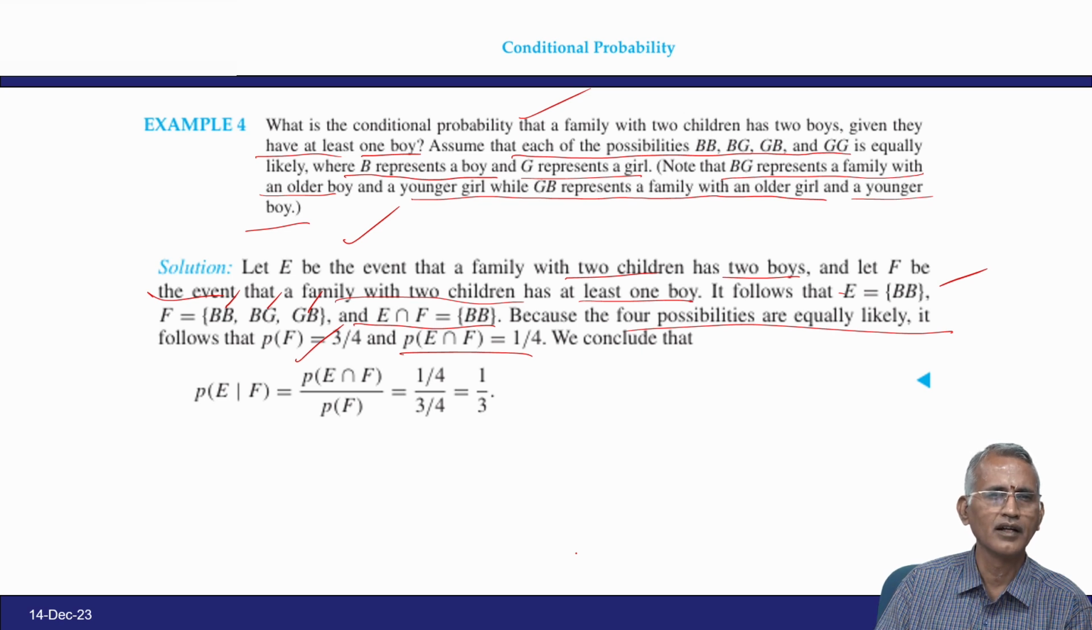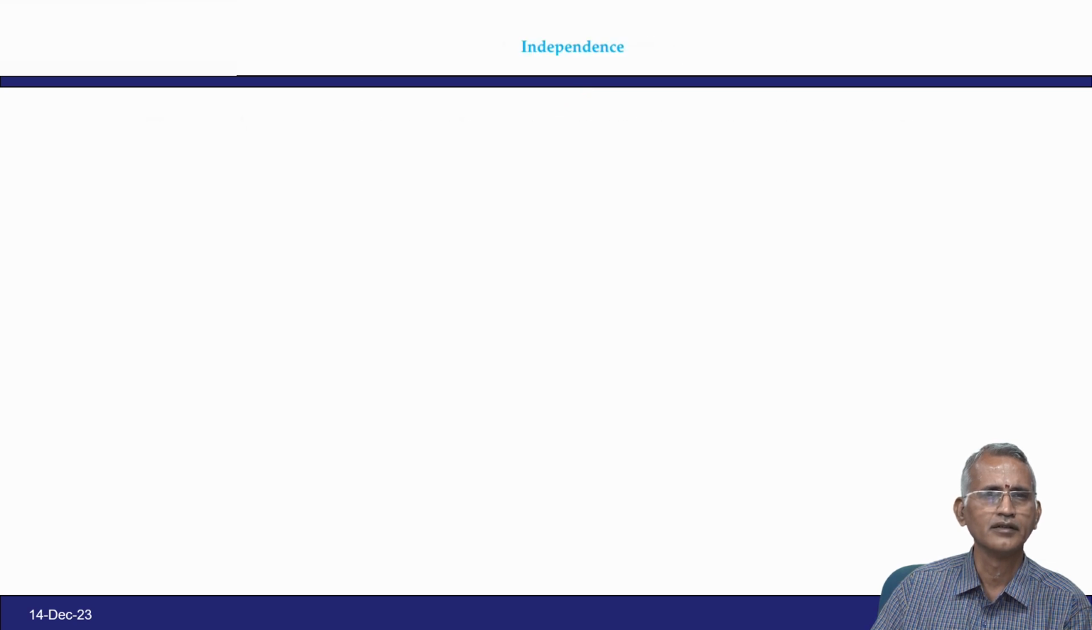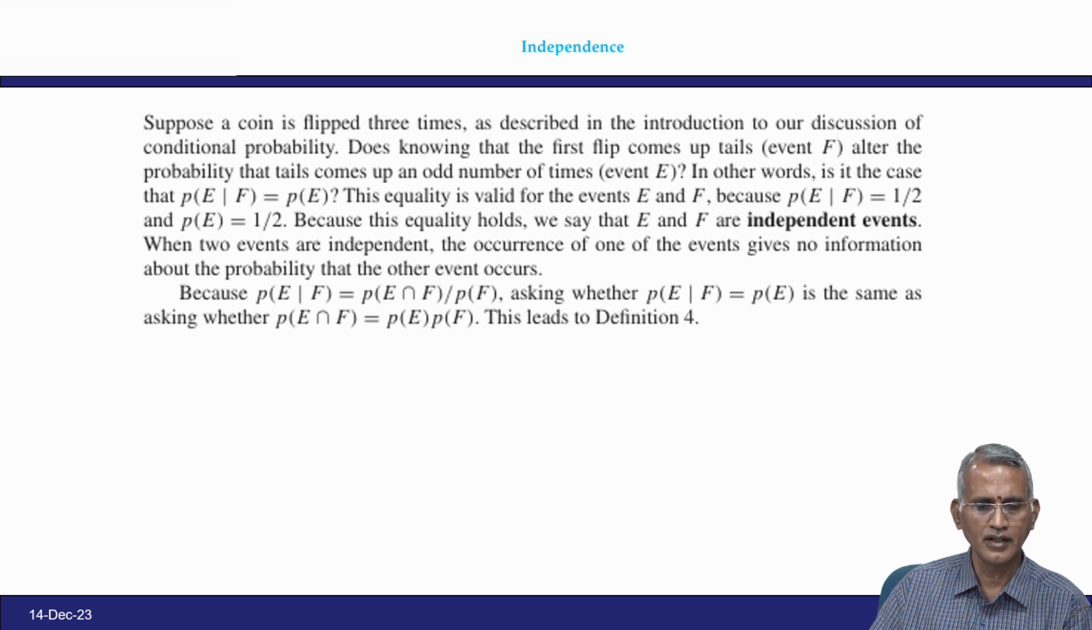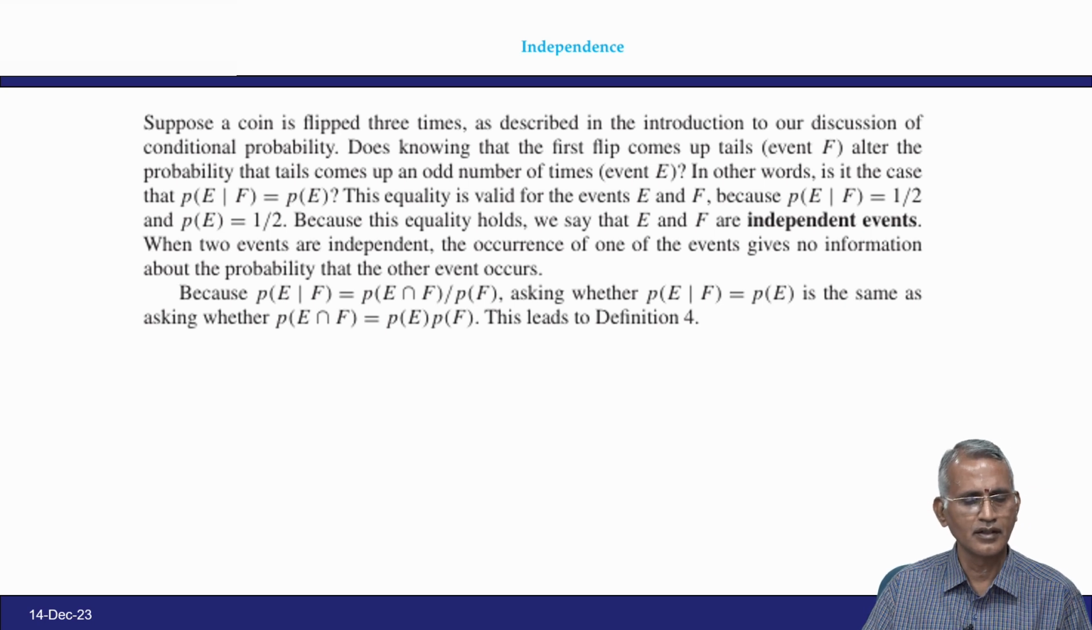Now, we conclude that probability of E given F equals probability of E intersection F by probability of F, which is equal to 1 by 4 divided by 3 by 4, which is equal to 1 by 3. So, this way we can understand the conditional probability. Next, we have to discuss the independence.